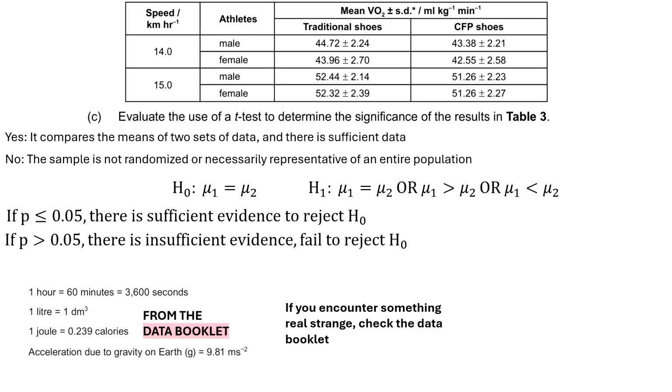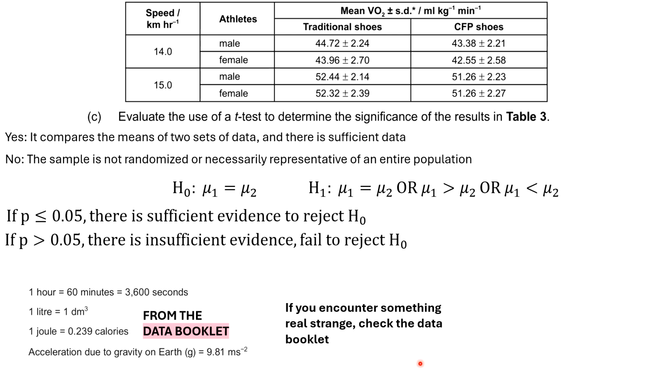Evaluate the use of a t-test to determine the significance of the results in this table here. So this table shows that it compares the means of the two sets of data, and there is sufficient data. So remember, this is evaluate: reasons for and reasons against. So it can be used because it compares the means, says here, and there's enough data. However, the sample is not necessarily randomized or representative of the entire population. Then you have these, you know, from maths.